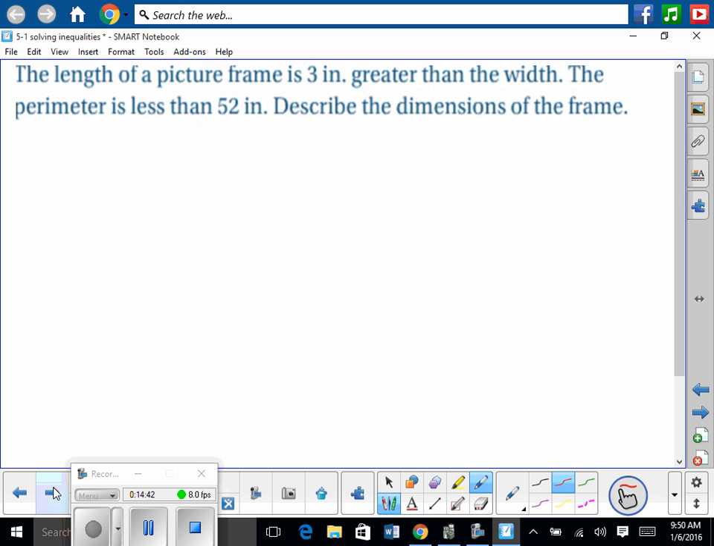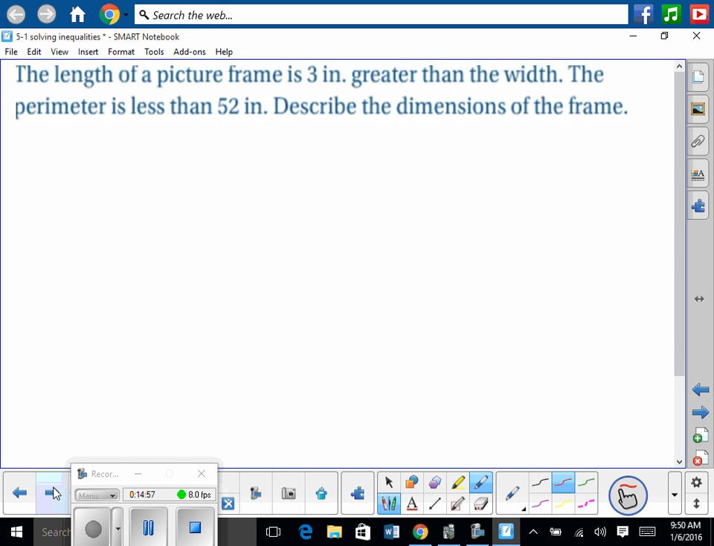Okay. Everybody, a couple more so that you can get your brain moving in this way. The length of a picture frame is 3 inches greater than the width. The perimeter is less than 52 inches. Describe the dimensions of the frame. So it basically wants us to tell the length and the width.